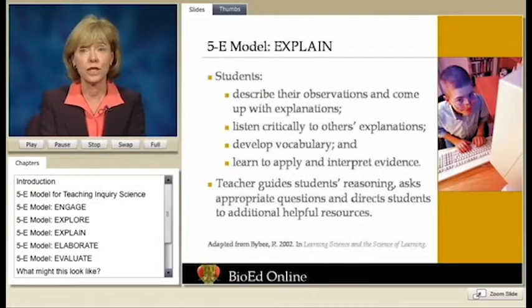The next component of the 5E model would be the explain phase. This is where students begin to make sense of their data. They describe their observations, and based on what they've been able to collect, they come up with explanations. They also listen critically to others' explanations, and sometimes even have opportunities to defend their own rationale. It's a wonderful opportunity for students to develop science vocabulary, to use it appropriately in context, and to learn to apply and interpret evidence. In these cases, the teacher is guiding student reasoning, asking appropriate questions, and directing students to other resources that can help further their learning.